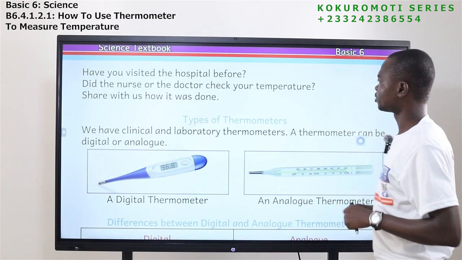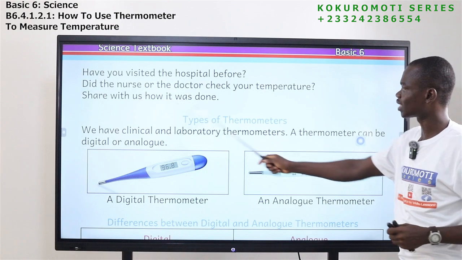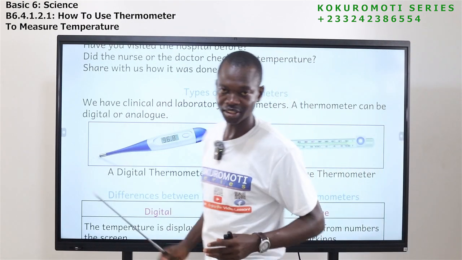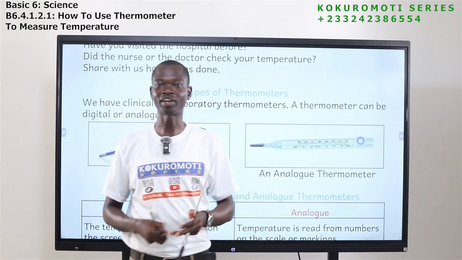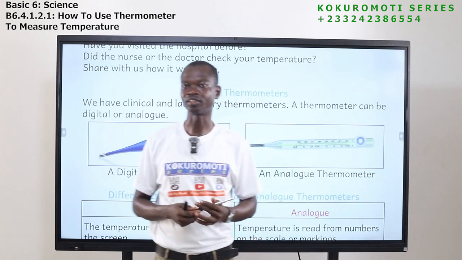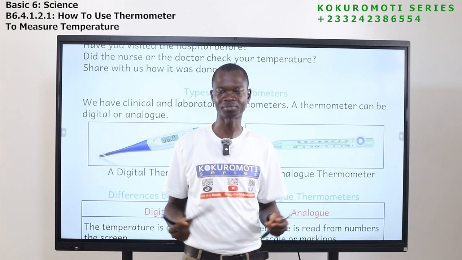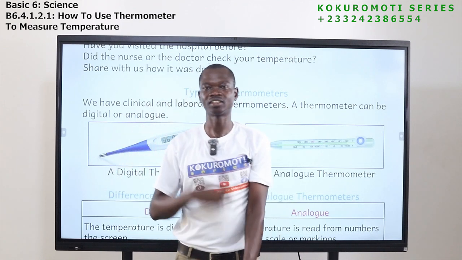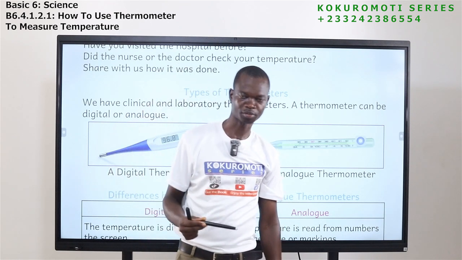Have you visited the hospital before? Did the nurse or the doctor check your temperature? Share with us how it was done. So we went to the hospital and I believe your temperature was checked. How was it done? If you go there, they will take your vitals, your vital information. One of them is your temperature. So they'll put the thermometer. I've told you that a thermometer is used to measure temperature. They'll put it under your armpit, sometimes under your tongue, and then after a few minutes, they'll remove it and read the temperature of your body.